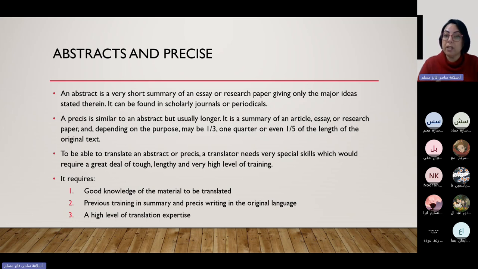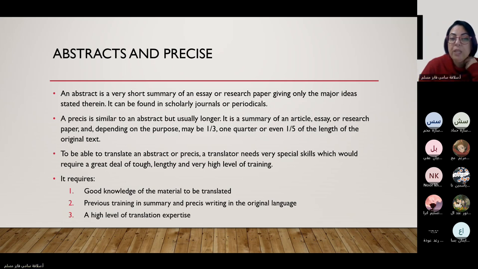And when you write a summary, it has its own rules to write it. Okay, we won't go into it, but this you will learn when you do your graduation project. You will learn how to write a good summary. A précis is similar to an abstract, but is usually longer. Okay? So if the abstract is 250 words, the précis could be one page, one and a half pages.